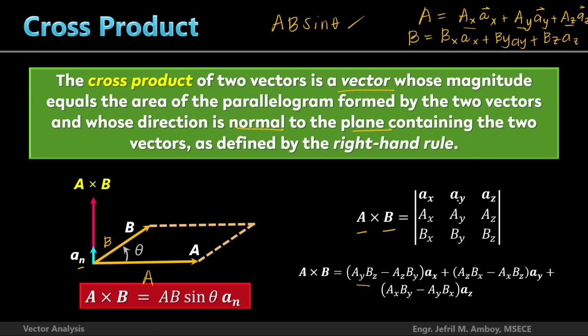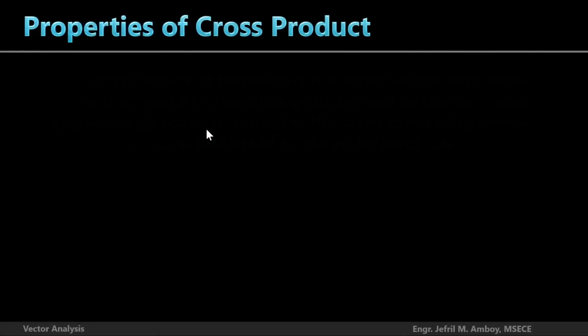And then for AY, it should be AZBX minus AXBZ. And for AZ, we cover the third column and get the product down minus up, AXBY minus AYBX. Okay, so there you go. You already know how to get the cross product of two vectors if they are given as three-dimensional vectors in Cartesian coordinates. Now, let's discuss the various properties of the cross product.